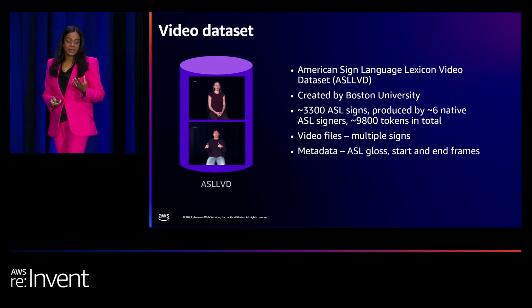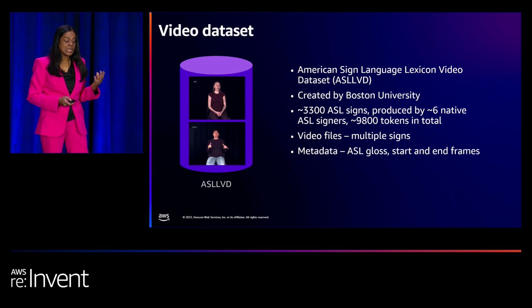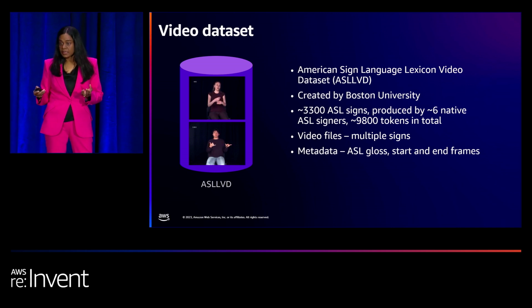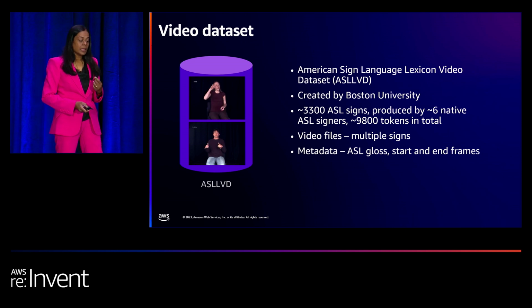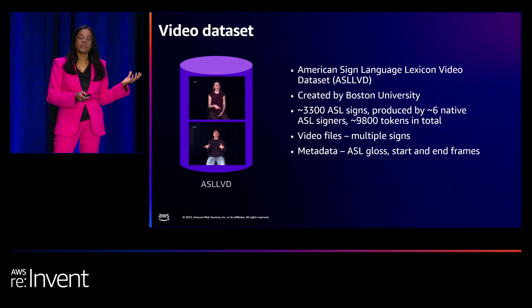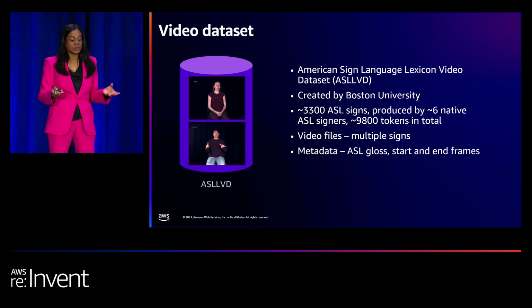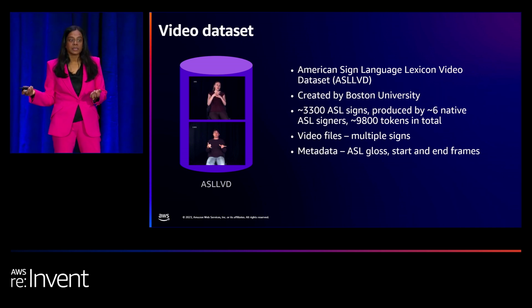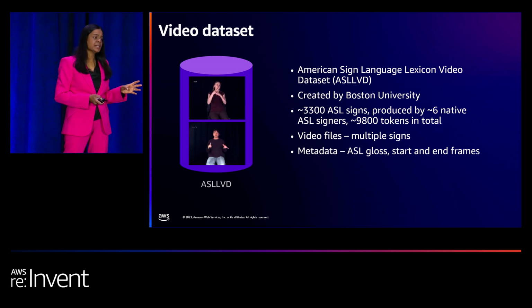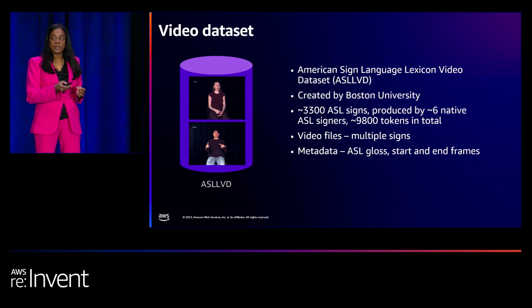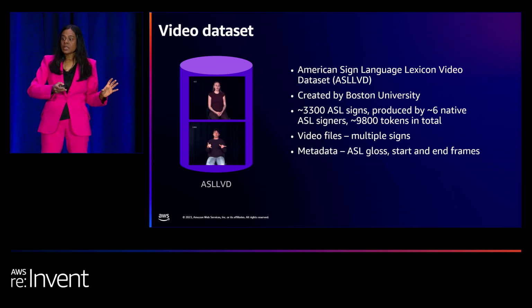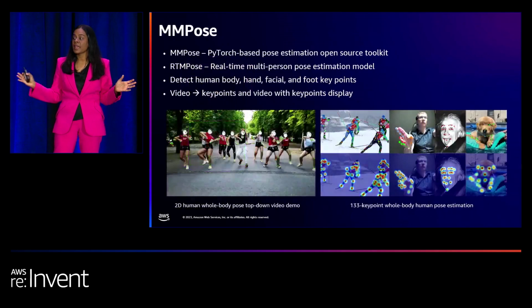So the video data set is from the American Sign Language Lexicon video data set. It's coming from Boston University. There are around 3,300 ASL signs, and they are produced by around 6 native ASL signers. So the video files include multiple signs, and the metadata is important here because for every ASL gloss, it's going to include the start and the end frames.